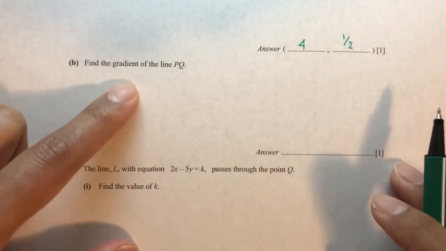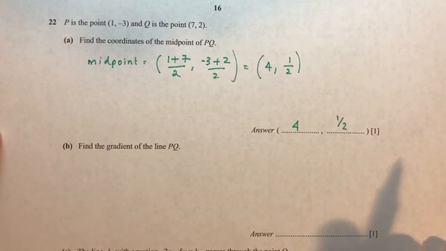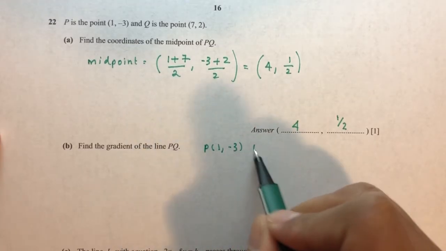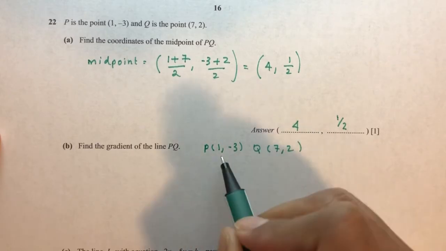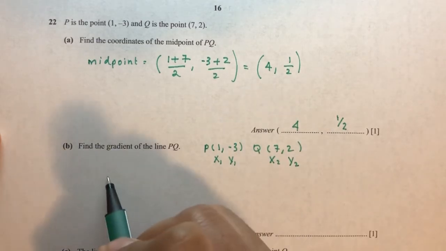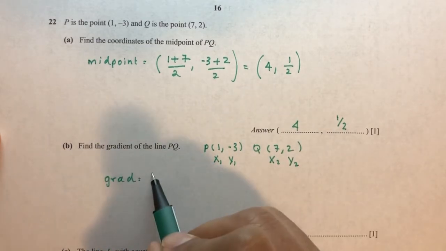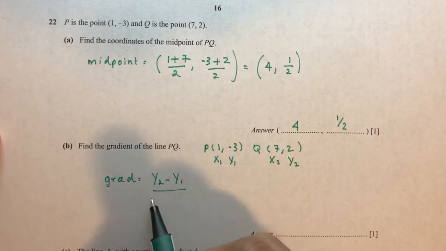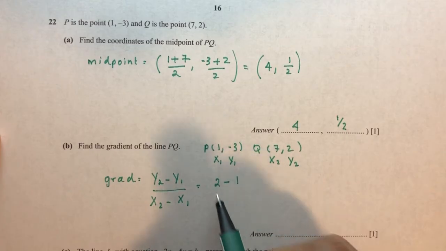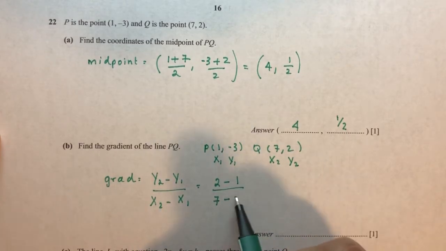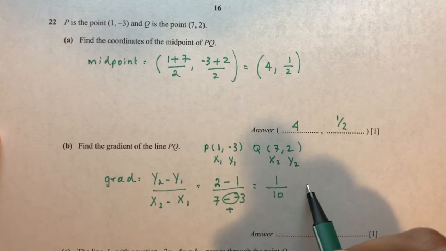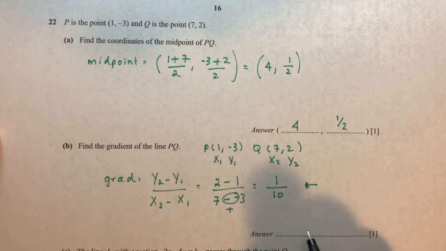So to find the gradient, we need to use a formula as well. So the point P is (1, -3), Q is (7, 2). That is x1, that is y1. Call it x2, y2. So the gradient is equal to y2 minus y1 divided by x2 minus x1. So y2 will be 2 minus (-3) divided by 7 minus 1. Minus minus becomes plus, so 2 plus 3 is 5 over 6. So the gradient of the line PQ is 5/6.